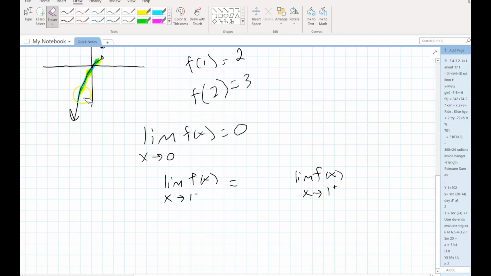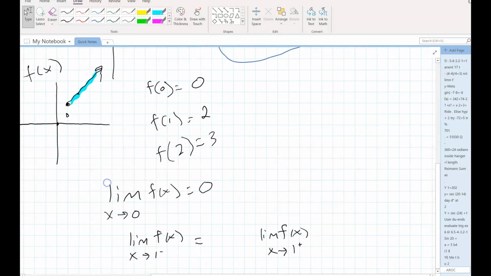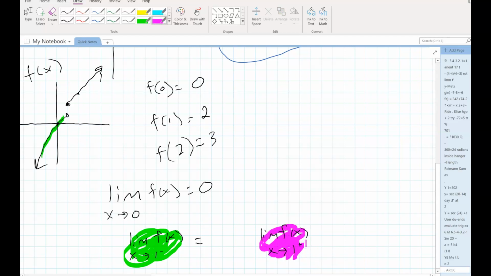So if we erase that color, can I do that? Oh, I missed. Shoot. I didn't miss that one. Okay, let's use green for this one. As x approaches 1 from the negative side, I'm coming in from this side, which means the y value is doing this. And then let's use pink for this one. This says let x approach 1 from the positive side. So as I come in towards 1 from the positive side, the y values are doing this. Okay, and you notice that I have 2 different answers.